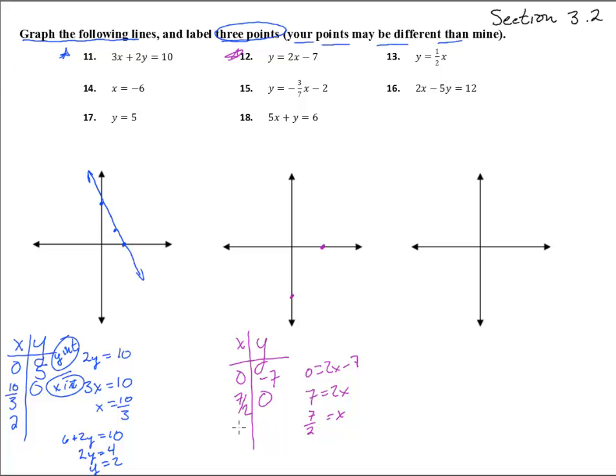And let's stick in x is 1. See what we'll get. Should get something. 1 should be about right down in here, but let's check. Stick in 1 in there, and we get y equals 2 times 1 minus 7. 2 minus 7 is a negative 5. So we get 1, negative 5. Oh yeah, hey, we're right in line with the other points. There we go. Good. And then number 13, y equals 1/2 x.